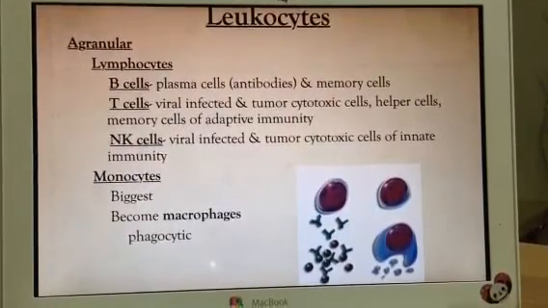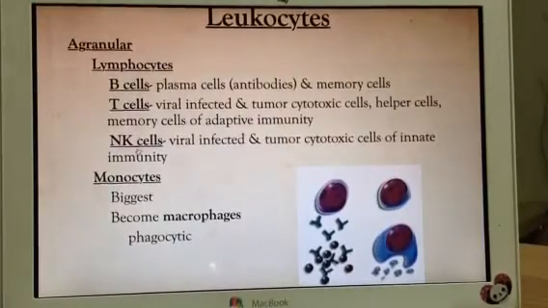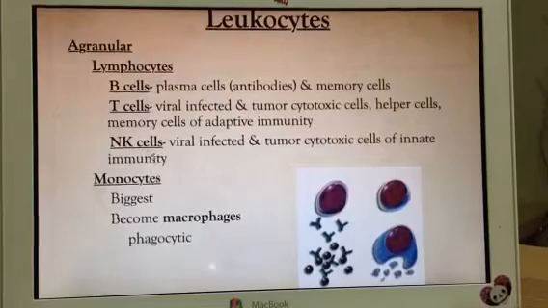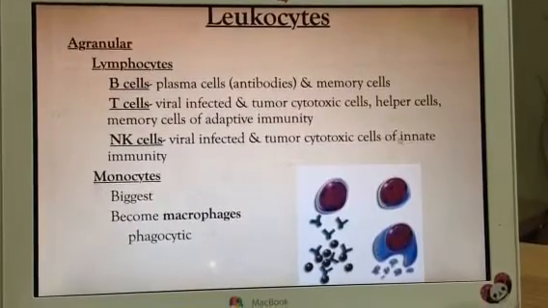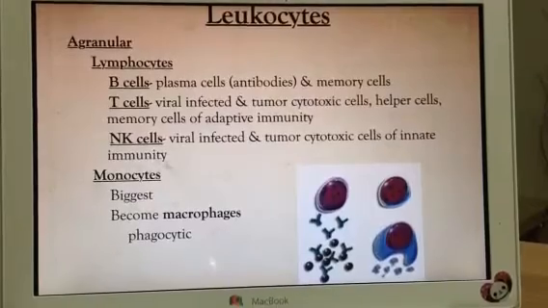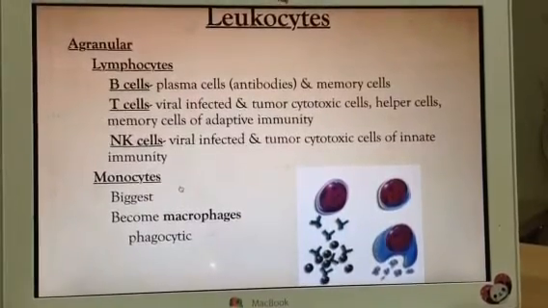Natural killer cells, some books will call them lymphocytes, some put them in their own category, but these guys really belong to that innate immunity, the less specific type of immunology, which puts them in the same kind of class as these guys here.